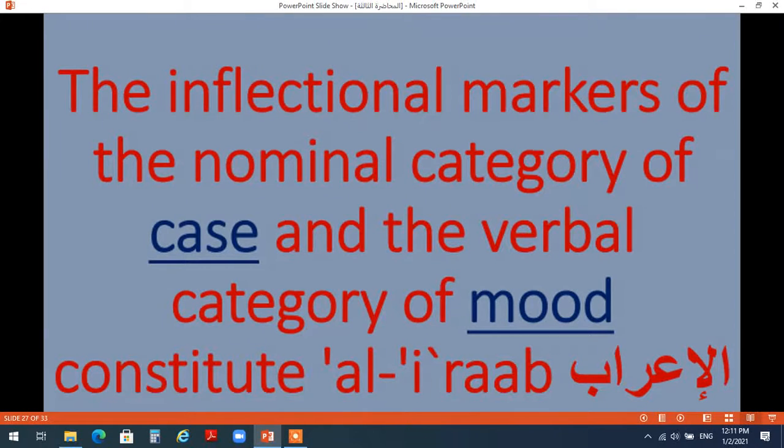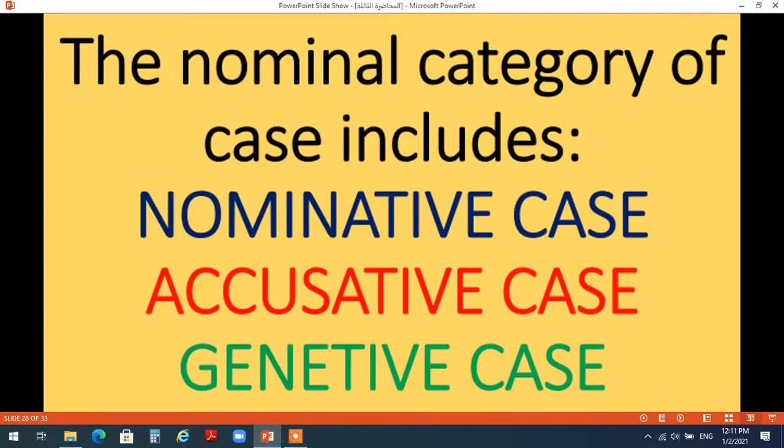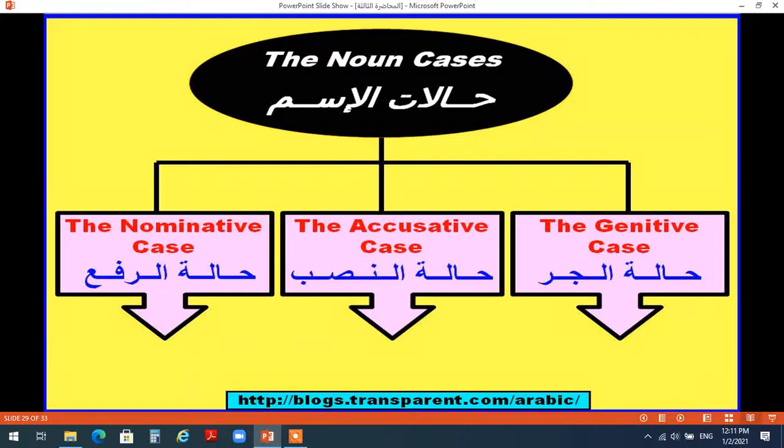So case ومود، هذه حالات الإعراب فيما يخص الأسماء والأفعال. The nominal category of case includes حالة الاسم الإعرابية تتضمن nominative case حالة الرفع، accusative case حالة النصب، وgenitive case اللي هي حالة الجر. كما تلاحظون in this diagram the noun cases اللي هي حالات الاسم الإعرابية كما قلنا nominative case رفع، accusative case حالة النصب، وgenitive case هي حالة الجر.